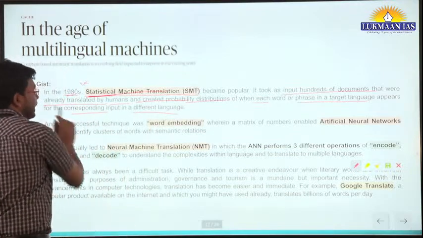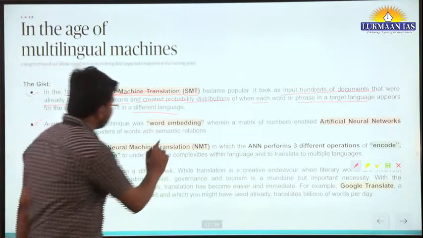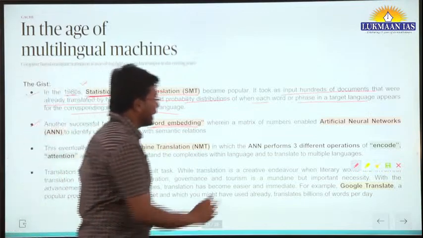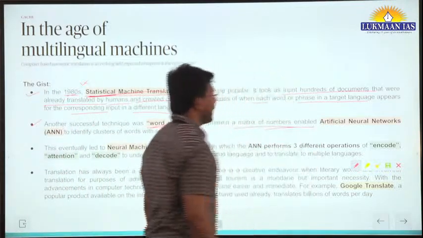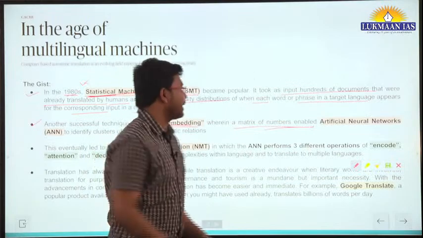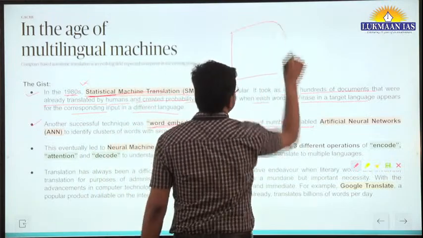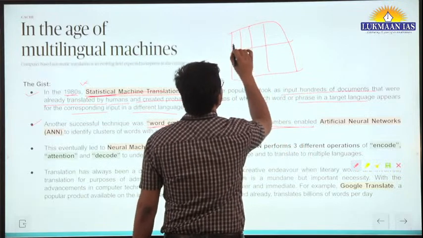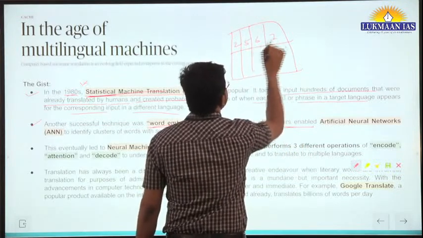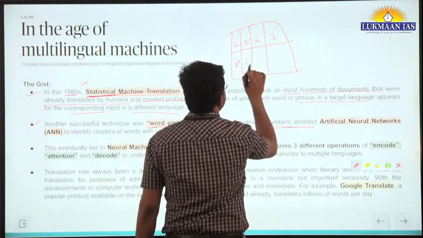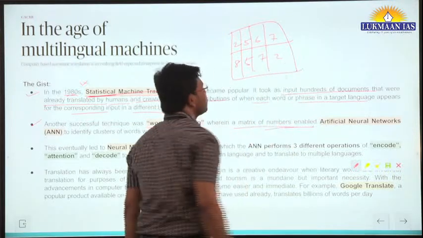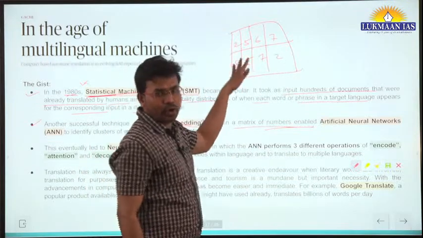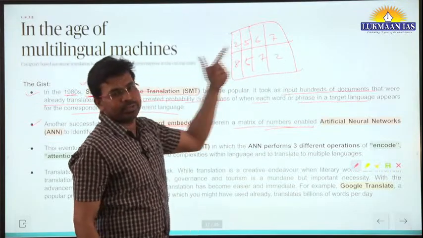Later on they deployed another technique, which is known as word embedding. What happens in word embedding? A matrix of numbers. Matrix means, for example, if I write like this, this can be called a matrix of numbers. It has 2 rows, it has 4 columns. This is a matrix of 2 rows and 4 columns.